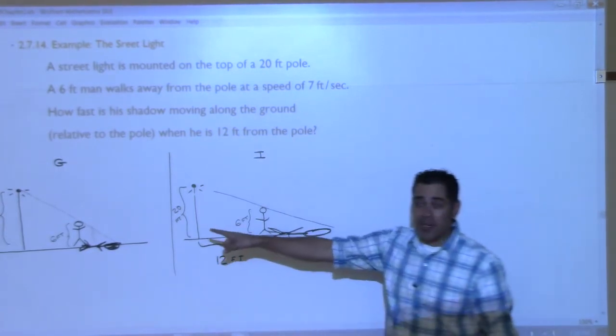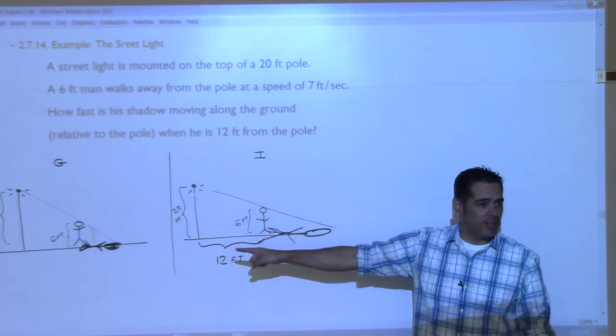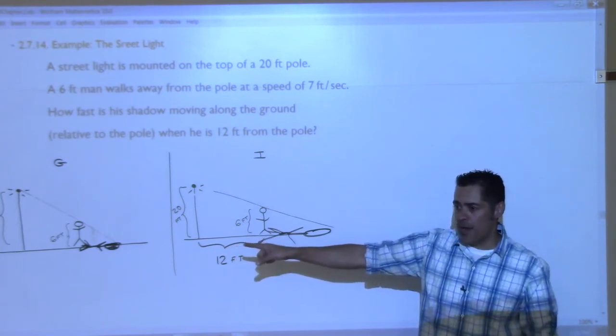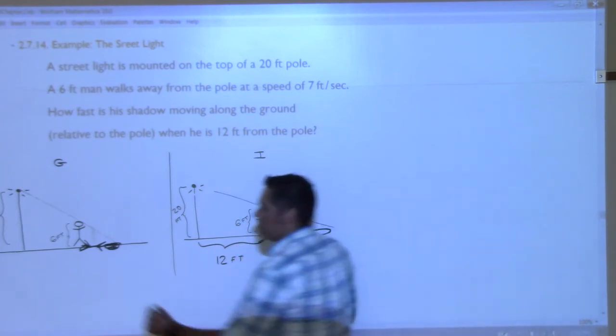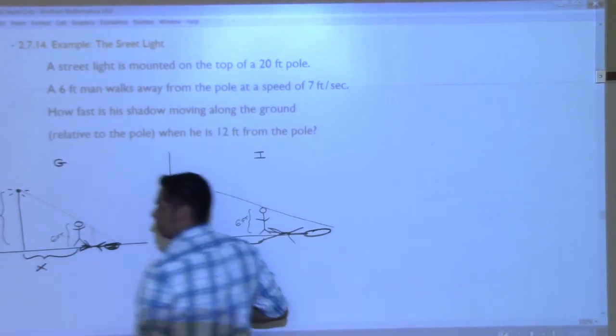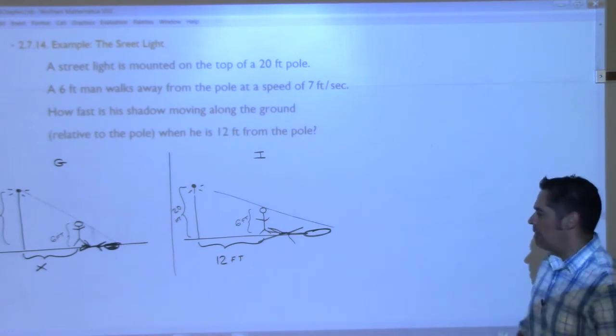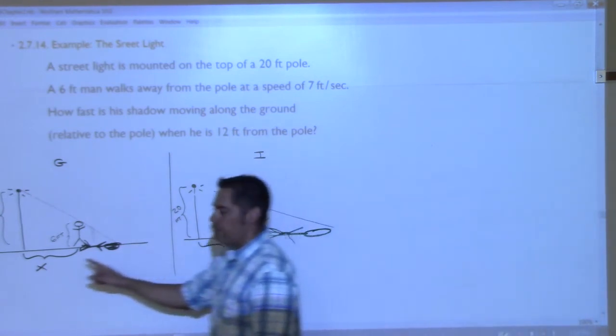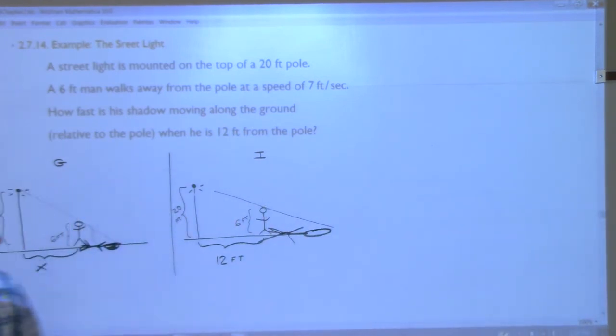Now over in that picture, that's changing, isn't it? So why don't I label it over there as X? And that would be the distance from the pole to him. Call it X. Does that make sense? If I'm gonna label it something here, then I'm gonna give it a variable over here. What else?